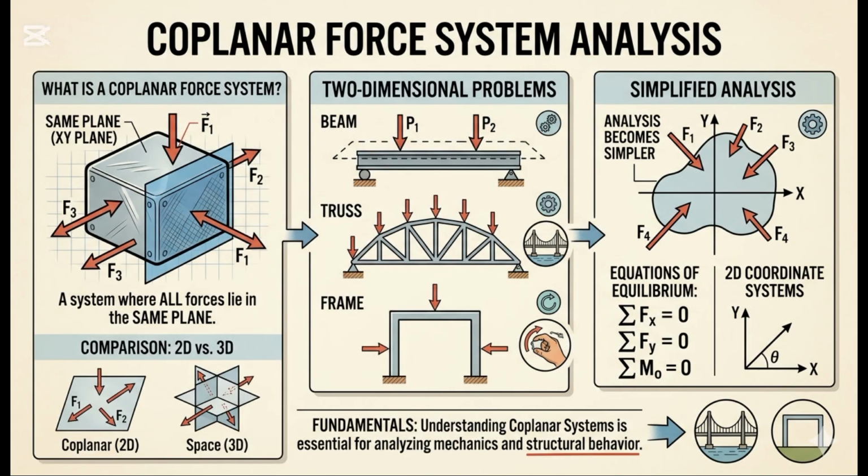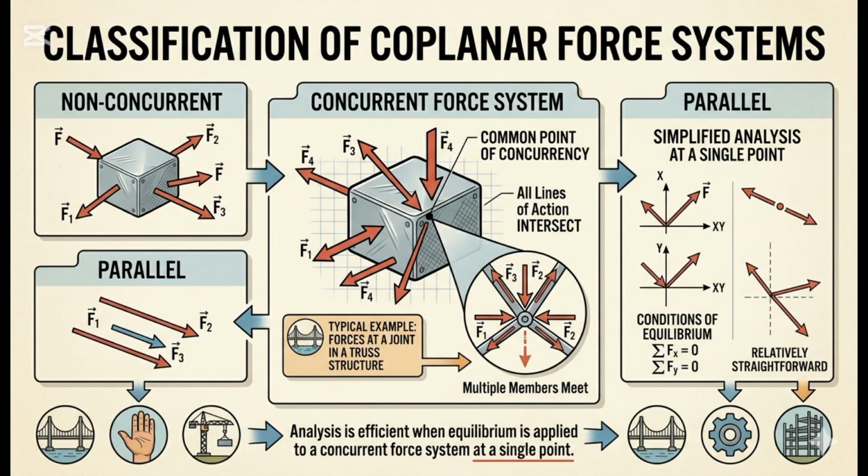When analyzing force systems, one important category is the coplanar force system. A coplanar force system is one in which all the forces lie in the same plane. This type of system is very common in two-dimensional problems, such as forces acting on beams, trusses, and frames in a single plane. Because all forces are in the same plane, the analysis becomes simpler and can be performed using two-dimensional coordinate systems. Within coplanar force systems, forces can be further classified based on their lines of action.